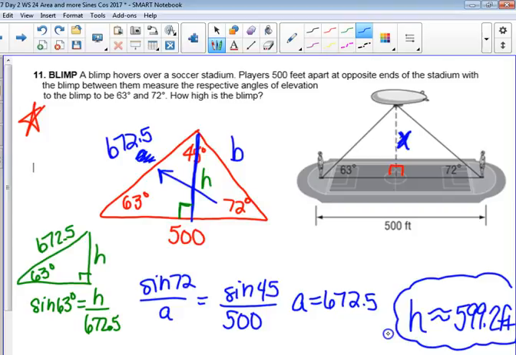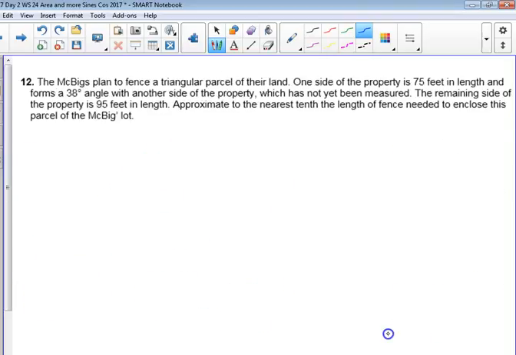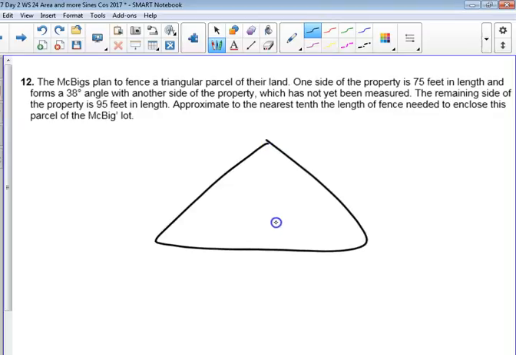We have one more. And then don't forget, I want to do one where we might have two possible solutions. Actually, this one will help us review that a little bit, I think. But okay, the McBigs plan to fence a triangular parcel of land. One side is 75 feet in length and forms a 38-degree angle with another side, and that side we haven't measured. But the other side that we have remaining is 95 feet in length. Approximate to the nearest tenth the length of fence needed to enclose this parcel.